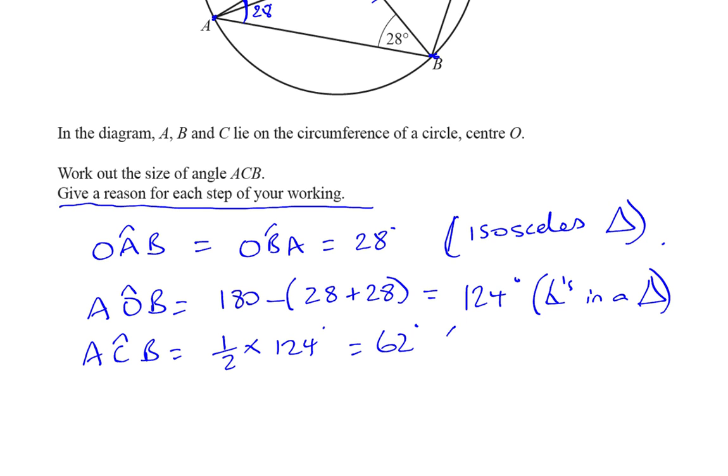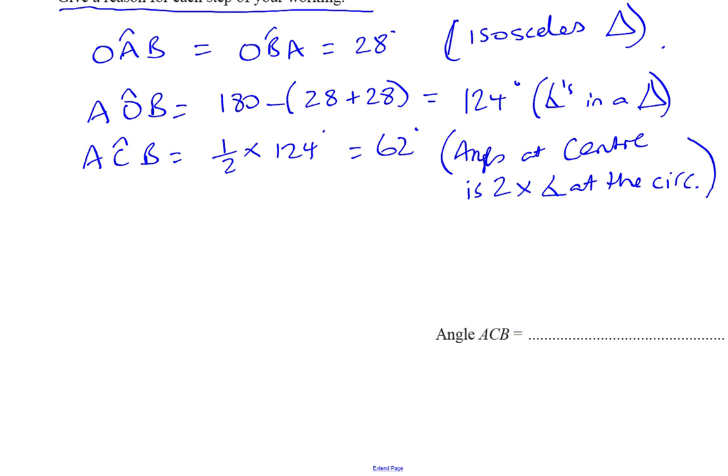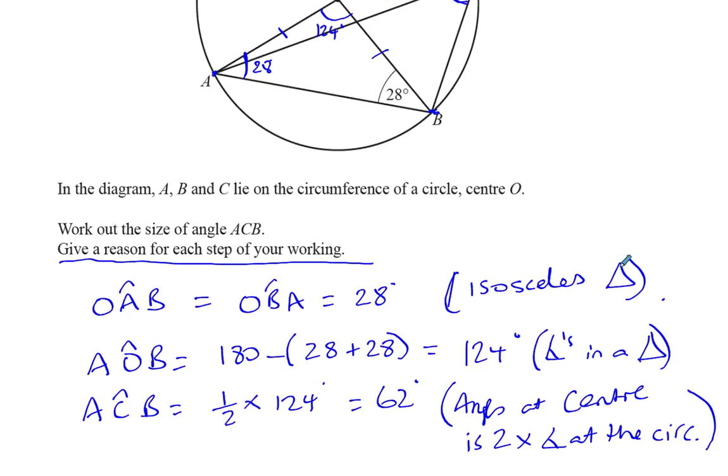And for the second one you can say angle at the center is 2 times angle at the circumference. These are perfectly fine reasons for you to give for the answer. So our final answer is going to be 62 degrees. And there we have it. That's how you answer such a question.